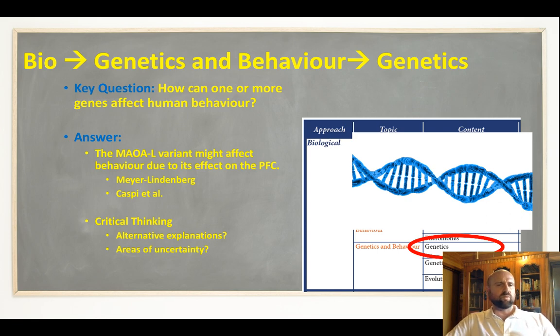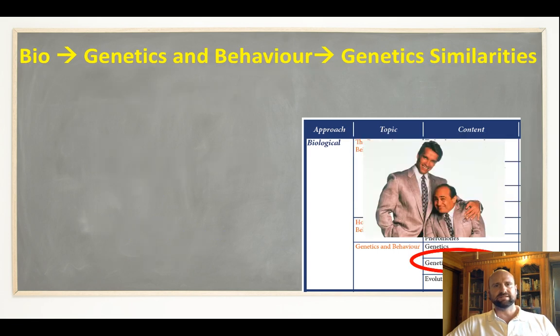Areas of uncertainty. Why does that variant have an effect on the prefrontal cortex? How do we get from not expressing enough from the genes in the cell, so we have less of the enzyme monoamine oxidase A working in the synapse to break down the neurotransmitters, to having less effect on the prefrontal cortex? There's a few questions there and that's really advanced critical thinking. So I wouldn't expect all students to be able to raise those questions, but most of them will try and talk about the limitations of the studies.